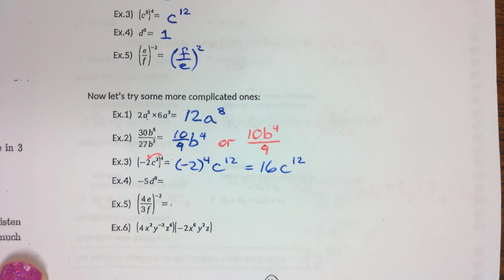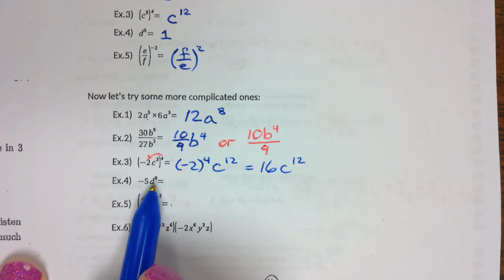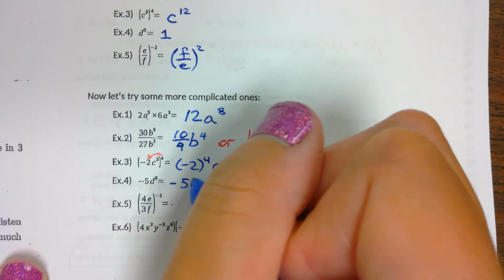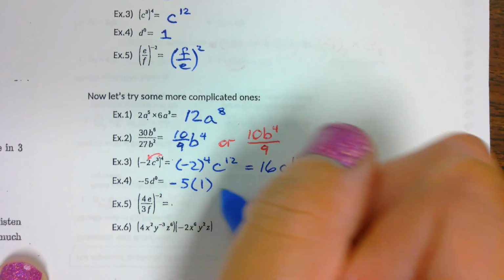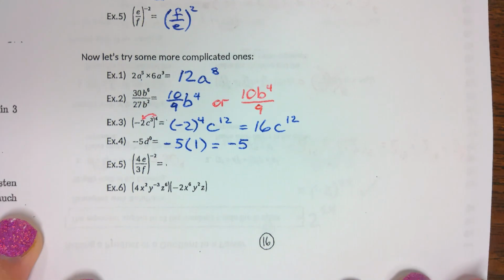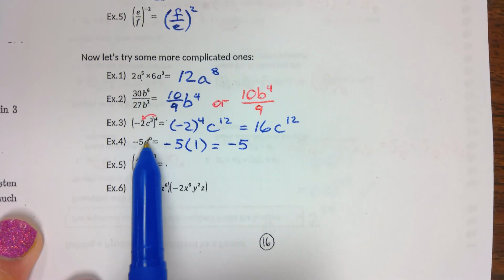Okay, example 4. Negative 5d to the 0. Okay, Uvin says 1. Claire says she disagrees. Wait, what does this mean? Negative 5. Right, there's no brackets. That's right. So this is negative 5 times d to the 0. I know d to the 0 is 1. So then your answer is just negative 5. All right, so remember there's no brackets, so your exponent is only applying to the d.